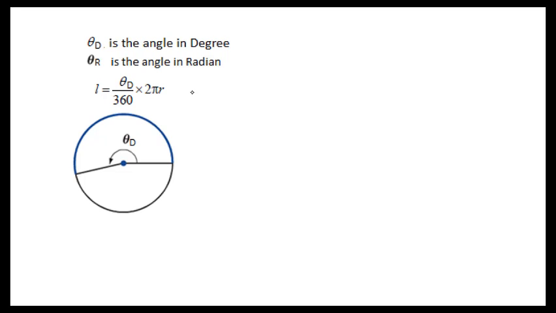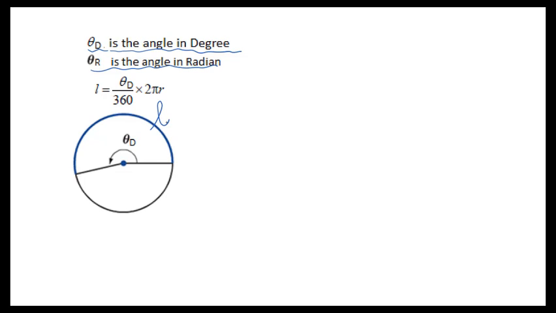This video is about arc length and sector area. For theta d is the angle in degree. Theta r is the angle in radian. Suppose this arc length is L, corresponding to the central angle theta d. That means this angle is in degree.